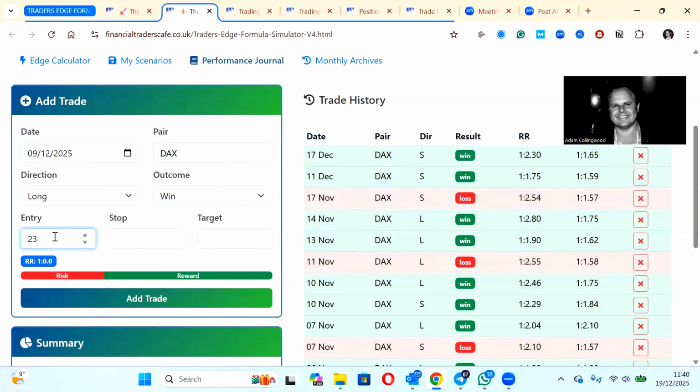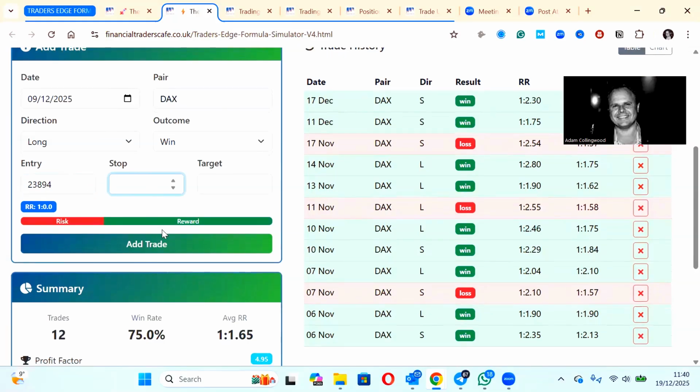And let's just say it was 23,8943 and your stop loss on here is 23,874. You're going long, and your target on that trade is 29,931. So you're sizing up a trade. You can just put these numbers in here and it'll quickly tell you what your RR is. And in this case, it's 1.85.